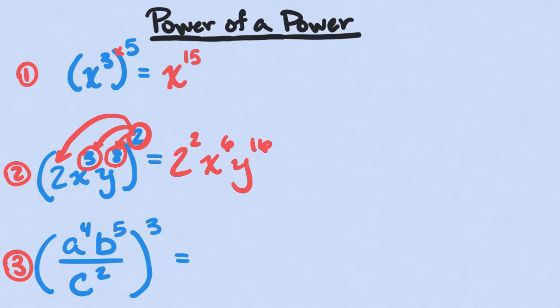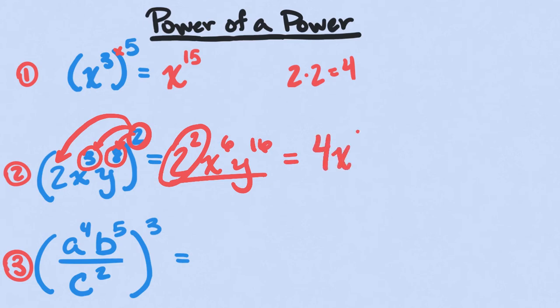Now, it kind of depends on the teacher you have, but this would be a correct answer. But also 2 to the 2nd power is just 2 times 2, and that equals 4. So you could simplify this down to 4x to the 6th, y to the 16th power.